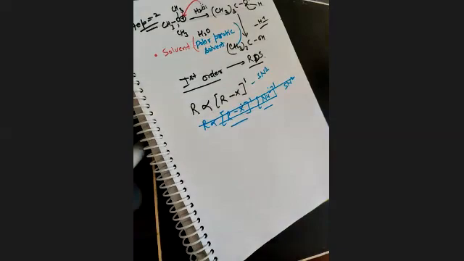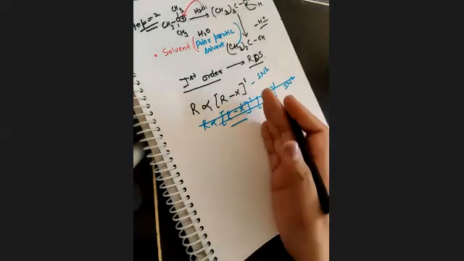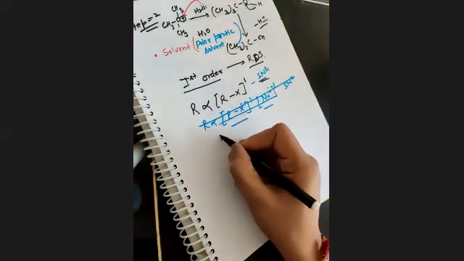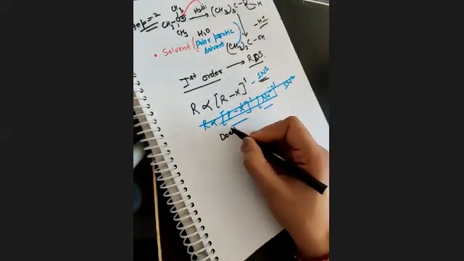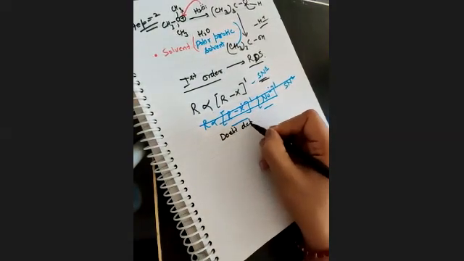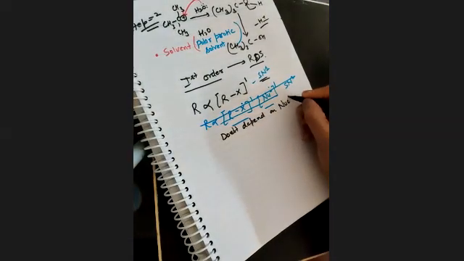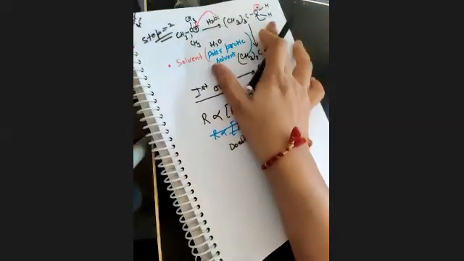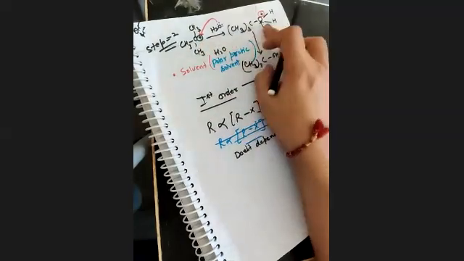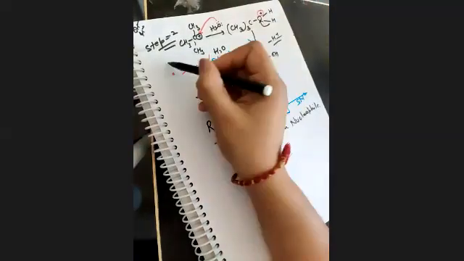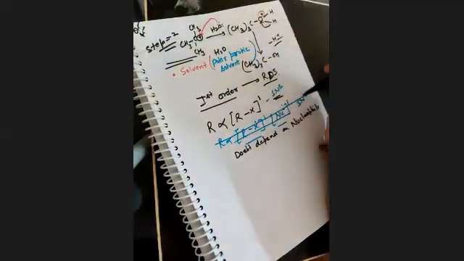Why? Because the rate of reaction, or you can say the order of reaction, does not depend on a nucleophile. If instead of taking this H2O, अगर मैं सीधा एक न्यूक्लियोफाइल लाके ऐड कराती और सब्स्टिट्यूशन रिएक्शन करा देती, तो तब भी this will be an SN1. It depends on the alkyl halide. It does not depend on the nucleophile.